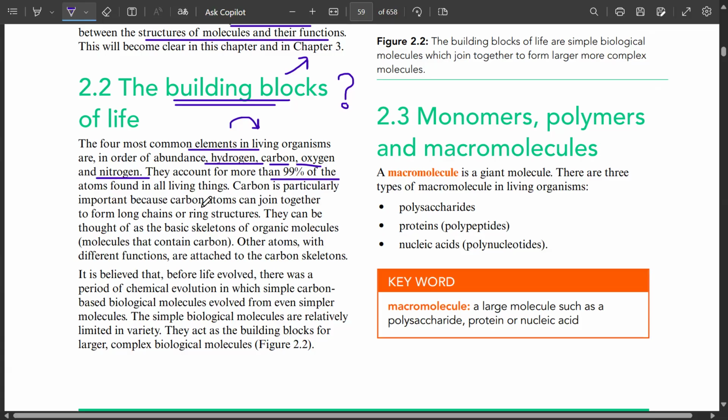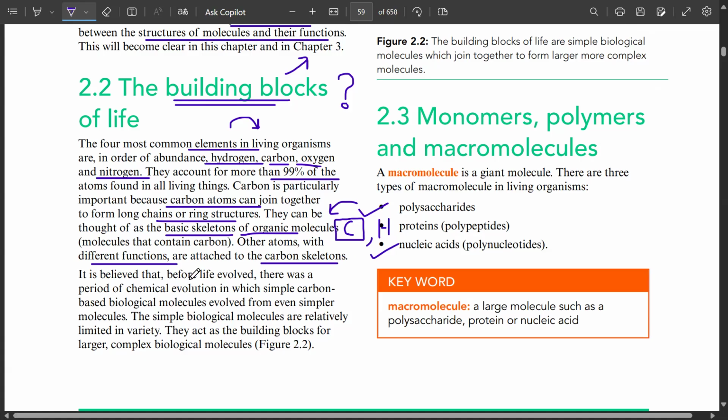Carbon is particularly important because carbon atoms can join together to form long chains or ring structures. They can be thought of as the basic skeletons of organic molecules. And what does organic molecule mean? This is very important. Organic molecule means whatever contains carbon is an organic molecule, or sometimes also hydrogen as well. These are the two basic elements that make up an organic molecule. Other atoms with different functions are attached to carbon skeletons. So basically, the backbone is the carbon.